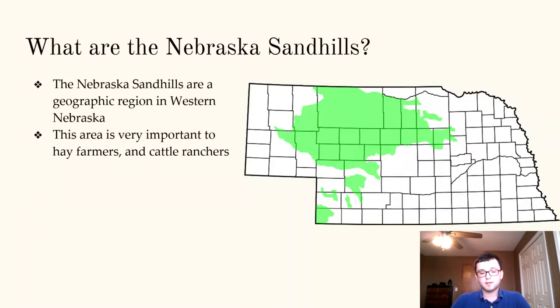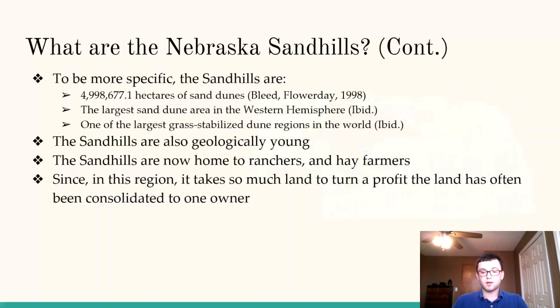So what are the Nebraska Sandhills? The Nebraska Sandhills are a geographic region in western Nebraska marked by the presence of large sand dunes, colloquially referred to as sandhills. This area is very important to hay farmers and cattle ranchers due to the large quantity of grass and other grassy plants that can be grown in this region. To be more specific, the sandhills are about 5 million hectares of sand dunes, stretching 426.5 kilometers across Nebraska and into South Dakota. They are one of the largest grass-stabilized sand dune regions in the world.